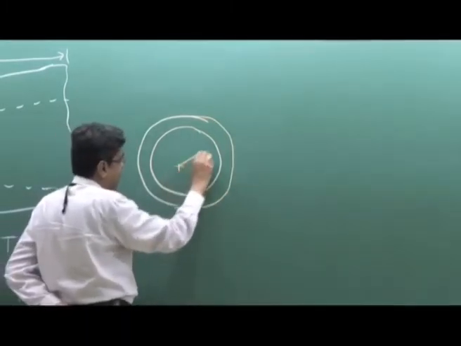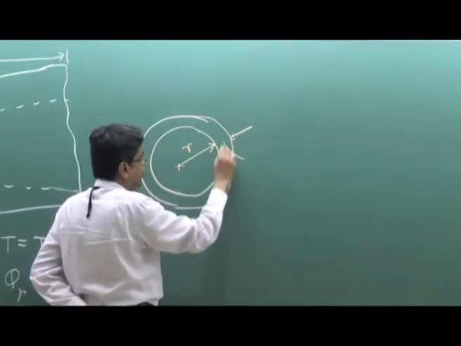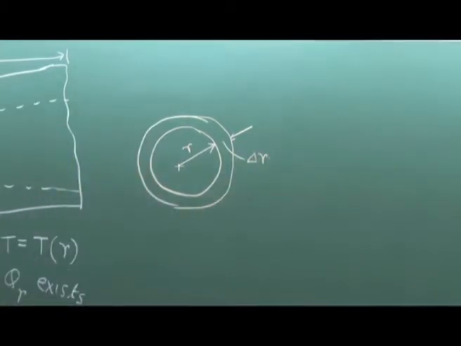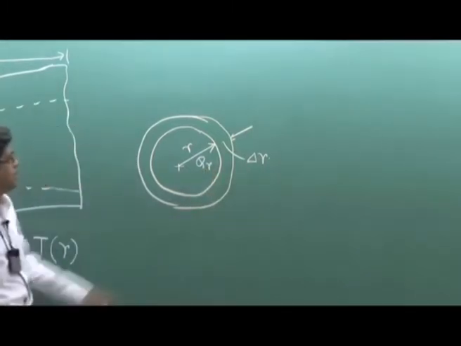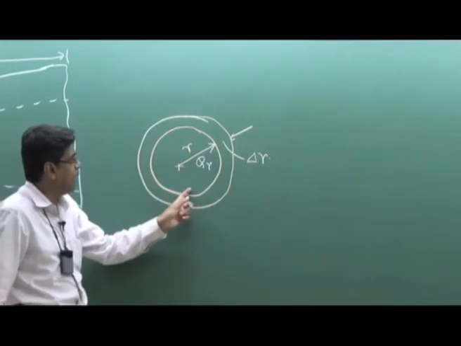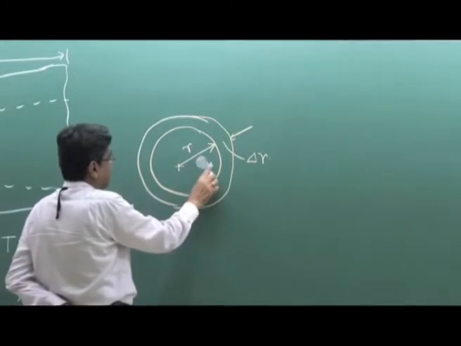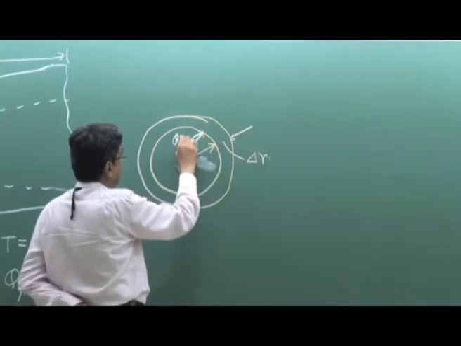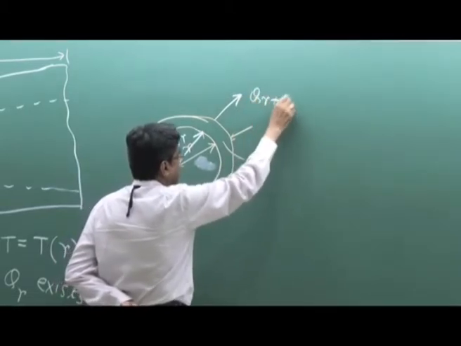This is at an arbitrary radius r with thickness delta r. Then, in our same analysis, if QR is the heat flux incident on this inner area, I am sorry, this is the dimension. If QR is the heat coming in, then heat going out is QR plus delta R.